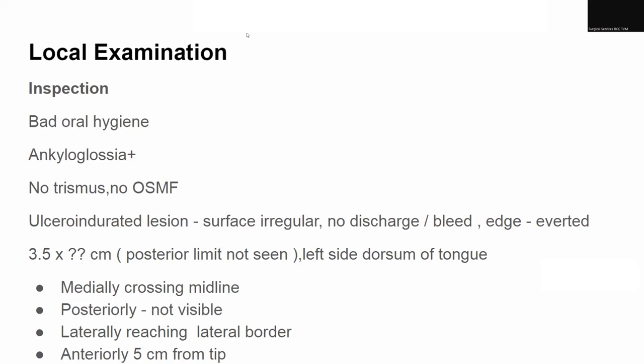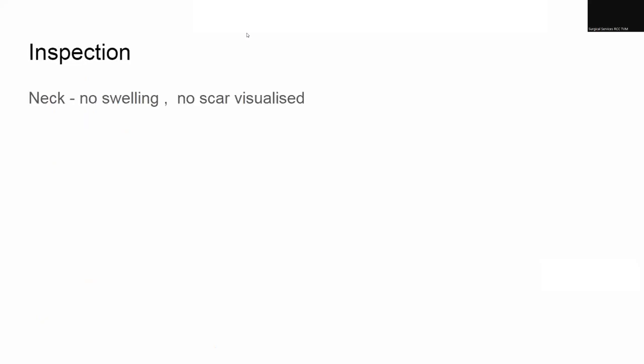It is a 3.5 into X centimeter lesion on the left side dorsum of tongue. Medially, it is crossing the midline. The posterior border is not visible. Laterally, it is reaching the lateral border of the tongue. Anteriorly, it is 5 centimeter from the tip of the tongue. Coming to inspection of the neck, there is no swelling and no scar visualized in the neck.